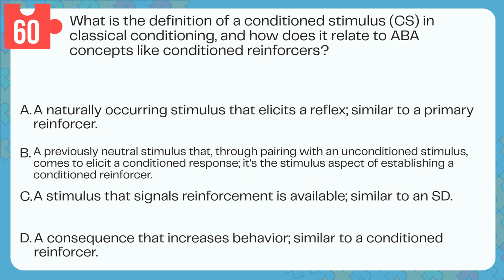Question 60. What is the definition of a conditioned stimulus, CS, in classical conditioning, and how does it relate to ABA concepts like conditioned reinforcers? A. A naturally occurring stimulus that elicits a reflex, similar to a primary reinforcer. B. A previously neutral stimulus that, through pairing with an unconditioned stimulus, comes to elicit a conditioned response. It's the stimulus aspect of establishing a conditioned reinforcer. C. A stimulus that signals reinforcement is available, similar to an SD. D. A consequence that increases behavior, similar to a conditioned reinforcer.